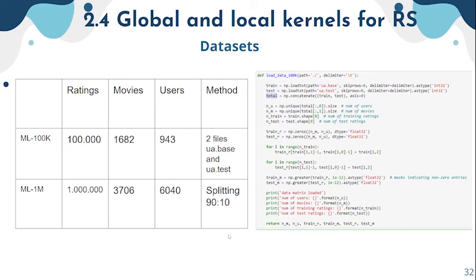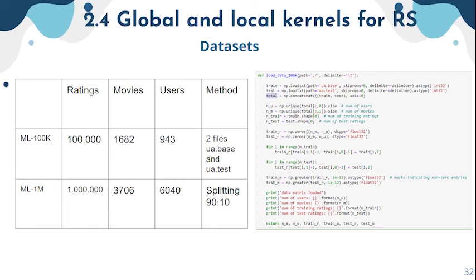Next is the implementation of the GLocal-K method. We did the experiment with two completion datasets of MovieLens: MovieLens 100,000 denoted as ML-100K, and MovieLens 1 million ratings denoted as ML-1M. The ML-100K dataset contains 100,000 ratings of 1,682 movies made by 943 users, and the ML-1M contains 1 million ratings of around 3,700 movies made by more than 6,000 users.